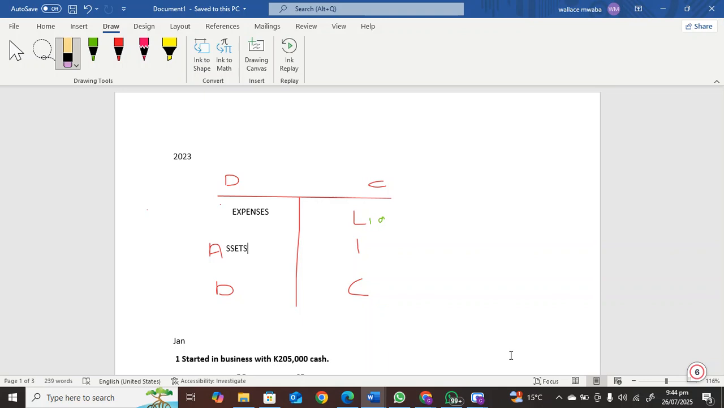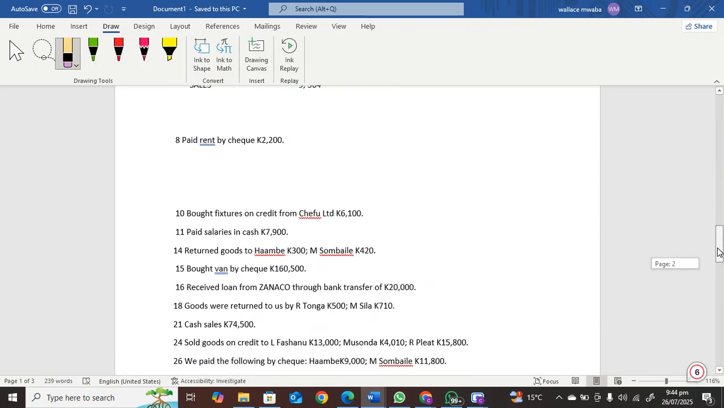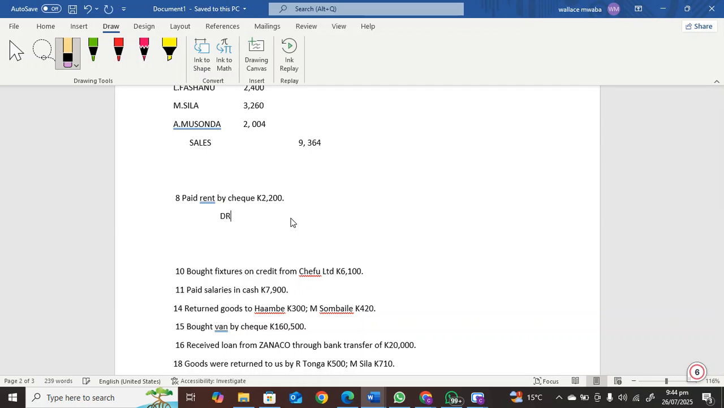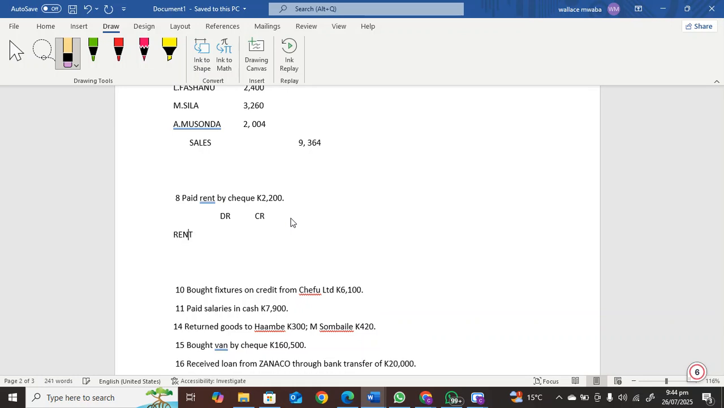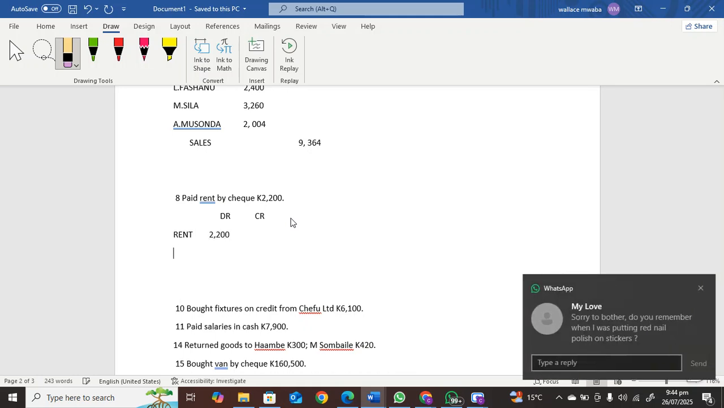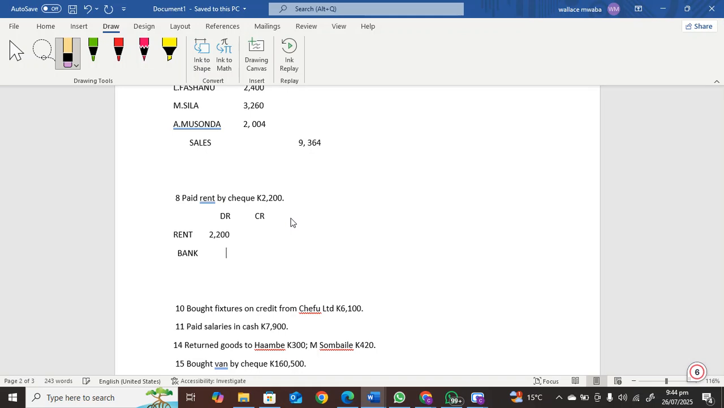So we debit rent and we credit bank. So we debit rent and we credit bank, 2,200. Any questions?